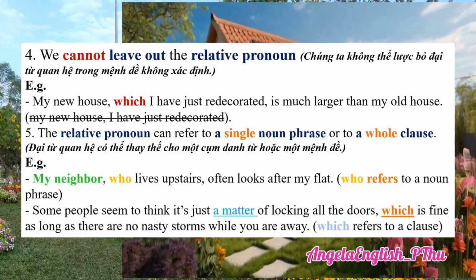4. We cannot leave out the relative pronoun. For example, my new house, which I have just redecorated, is much larger than my old house. Not: my new house, I have just redecorated. 5. The relative pronoun can refer to a single noun phrase or to a whole clause. For example, my neighbor, who lives upstairs, often looks after my flat. Who refers to a noun phrase. Some people seem to think it's just a matter of locking all the doors, which is fine as long as there are no nasty storms while you are away. Which refers to a clause.